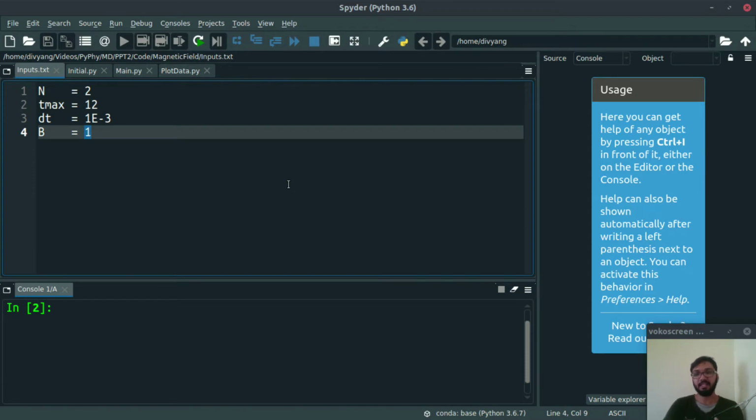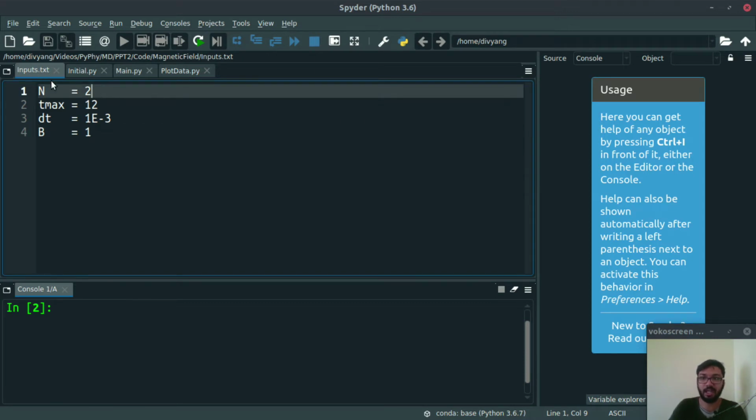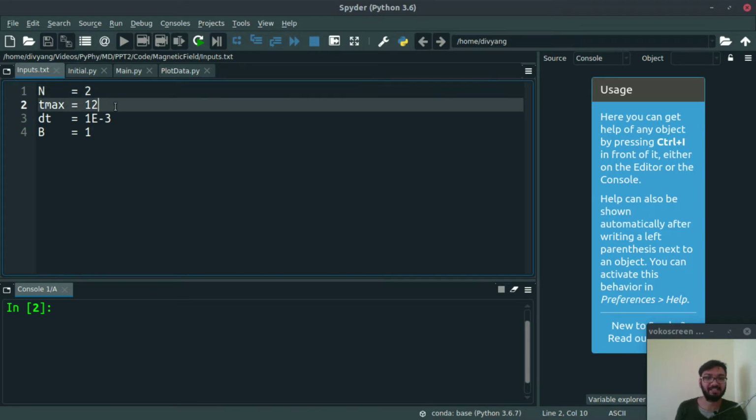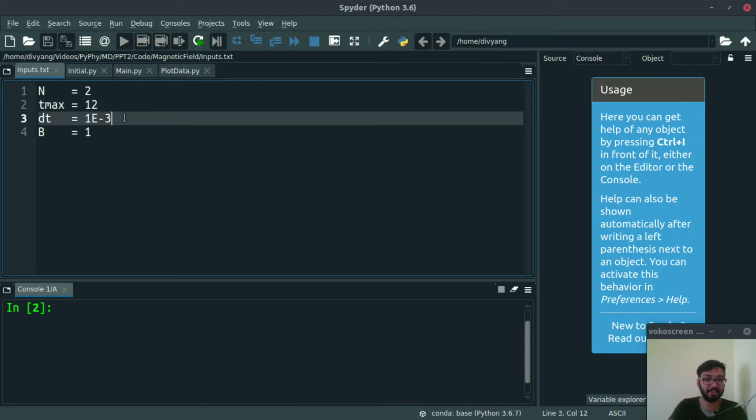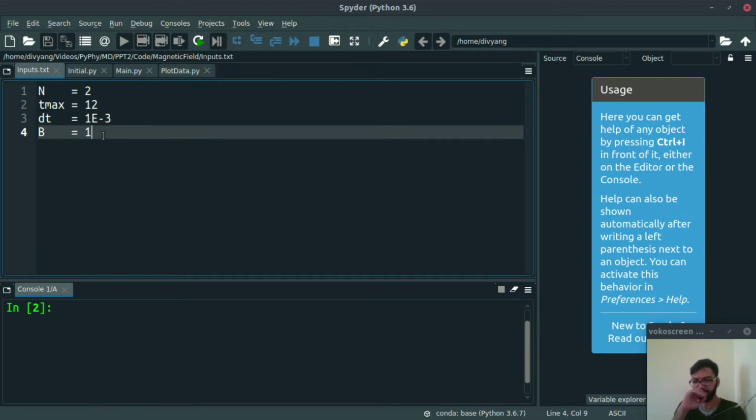See, as our problem says that we want to simulate two particles, so I'm writing in this input.txt file that n is equal to 2, right? And I want to simulate this for 12 units of normalized time, right? And dt is 10 raised to minus 3. This dt is the accuracy, okay? And this b is the magnetic field, okay?